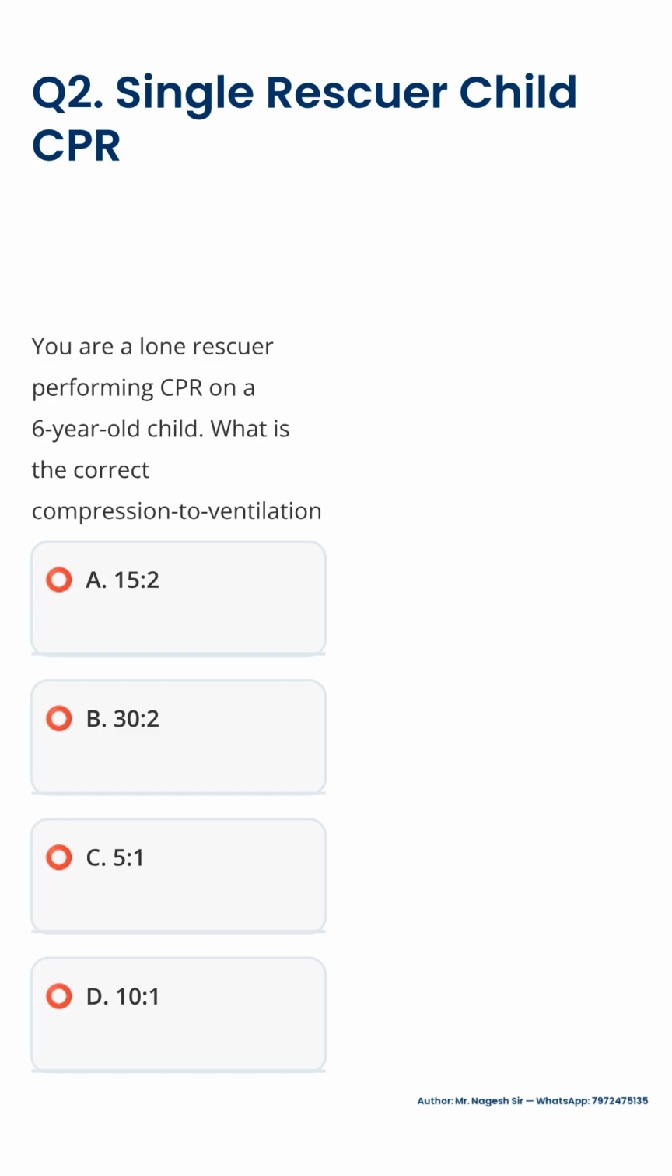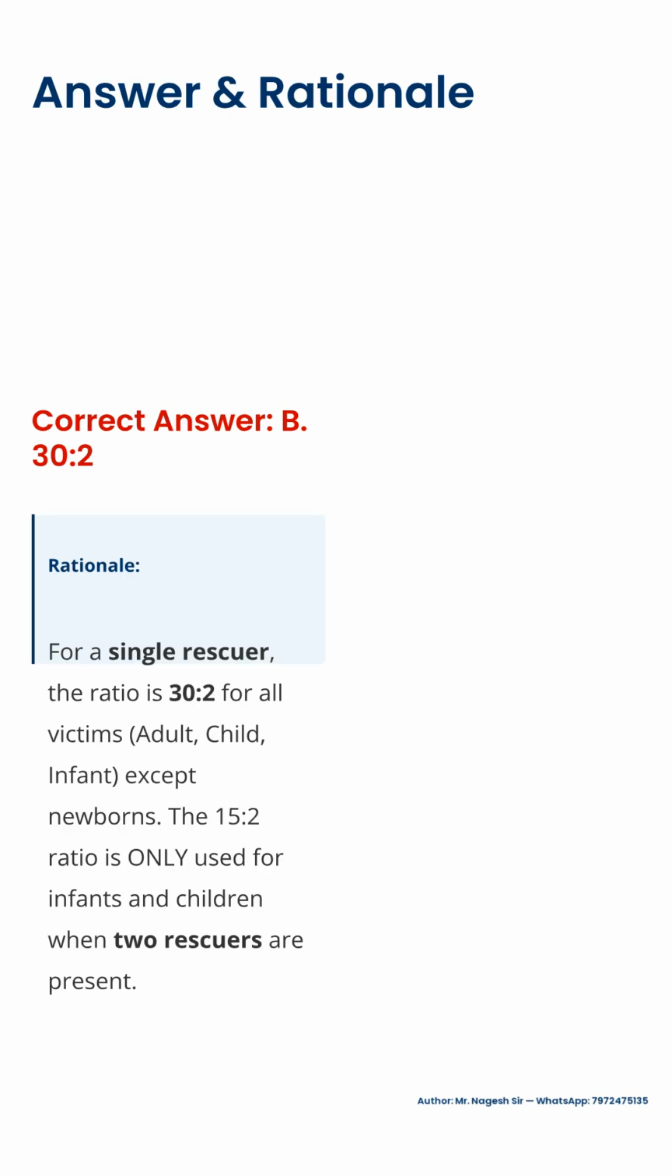Question 2. Single rescuer child CPR. If you are a lone rescuer performing CPR on a 6-year-old child, what is the correct compression to ventilation ratio? The correct answer is B, 30 to 2. For a single rescuer, the ratio is 30 to 2 for all victims, including adults, children, and infants, excluding newborns. The 15 to 2 ratio is only used for children and infants when 2 rescuers are present.